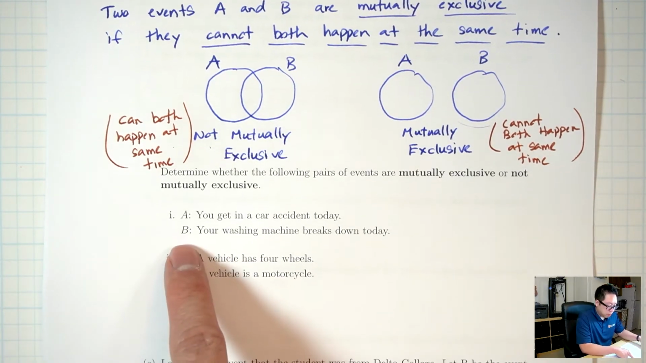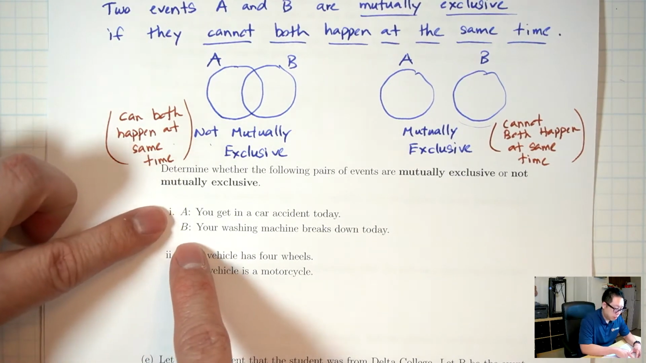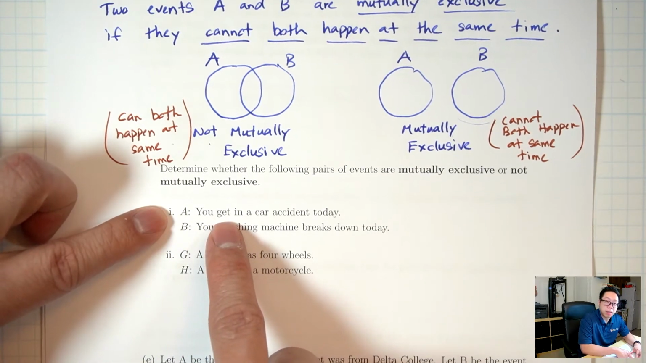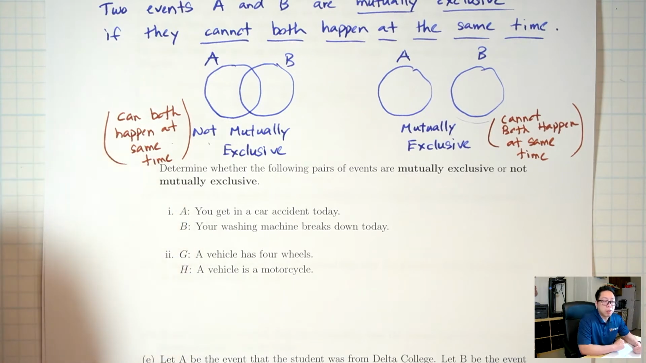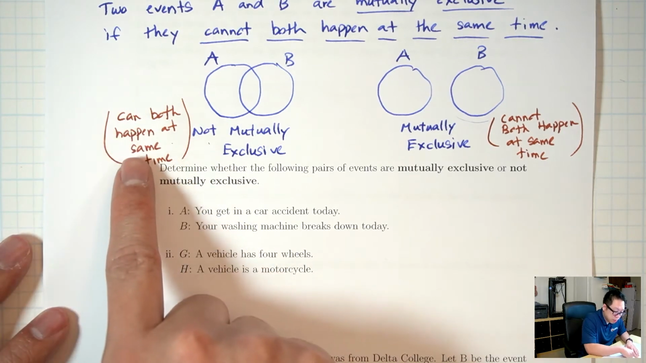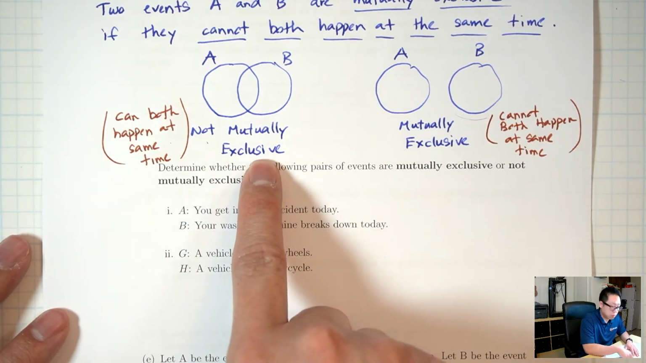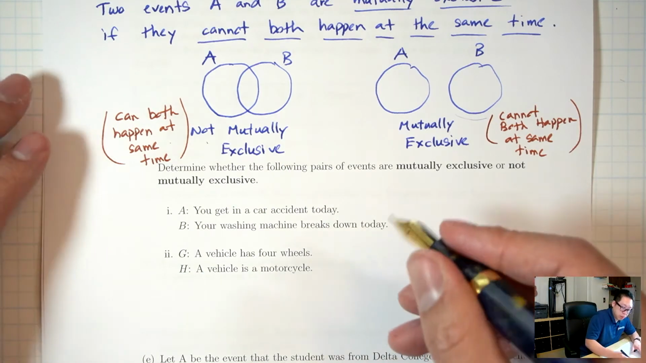First example, here are two events. First event, you get in a car accident today. Second event, your washing machine breaks down today. Can those two things happen at the same time? Can you both get in a car accident and have your washing machine break down today? Yeah, they can both happen at the same time. So if they can happen at the same time, then it's not mutually exclusive.